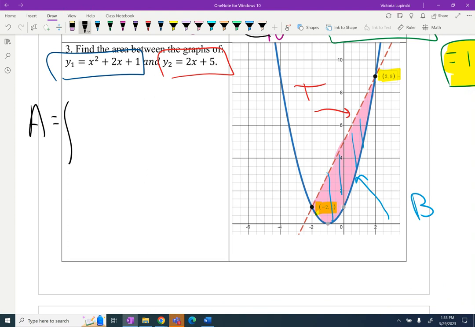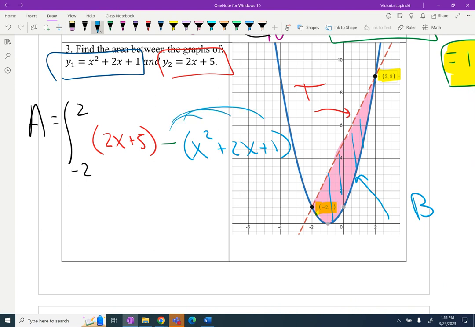Look at that pink region. It exists from what x to what x? -2 to 2. Okay, it's all right. Top curve is the red one, 2x plus 5, trying to help you with some color coding. Minus the blue curve, the bottom one, x squared plus 2x plus 1. If I distribute that minus, I get a negative x squared, a negative 2x, and a negative 1.